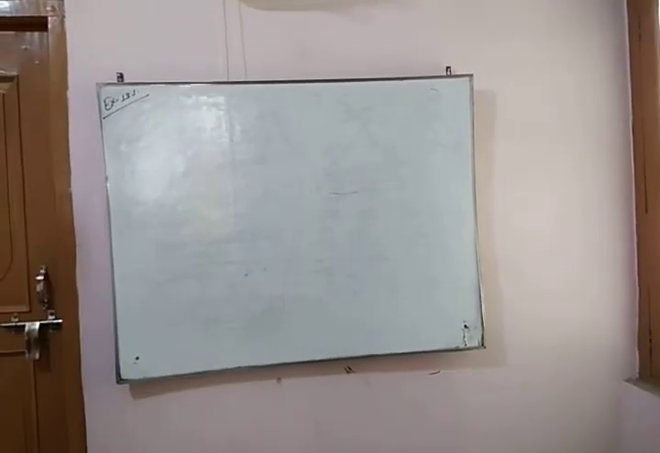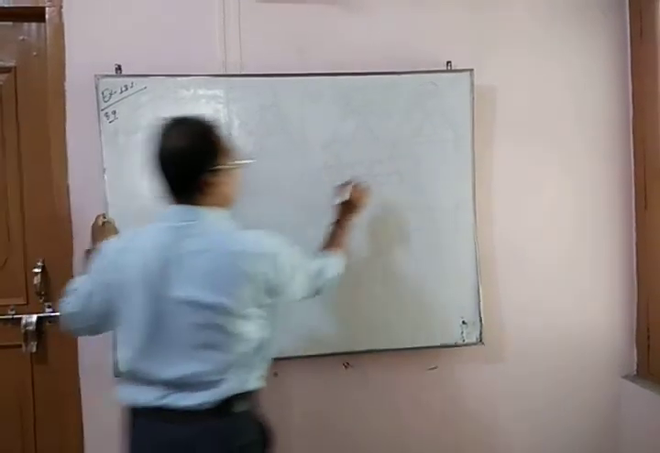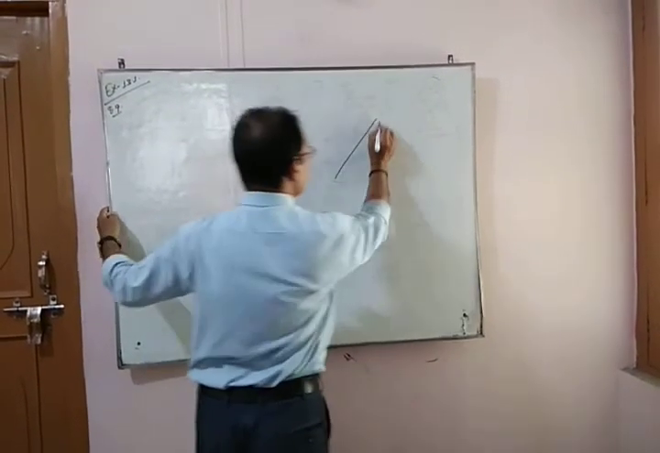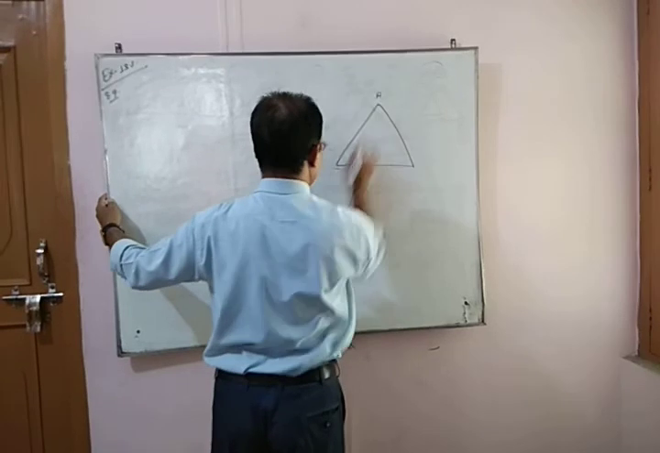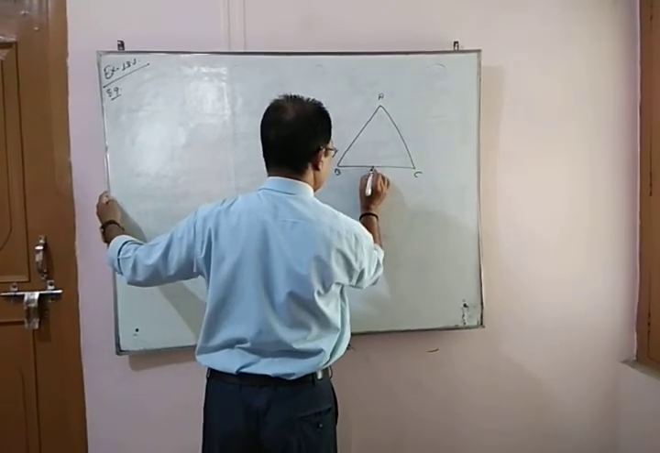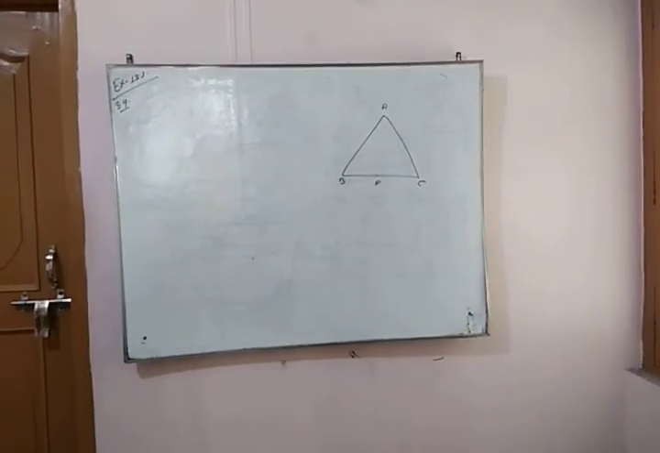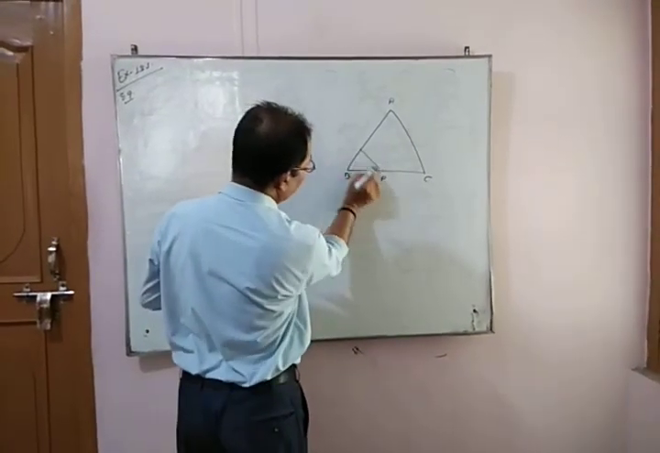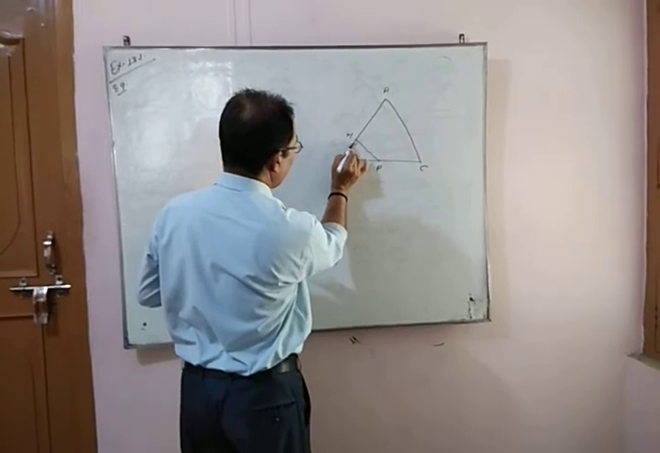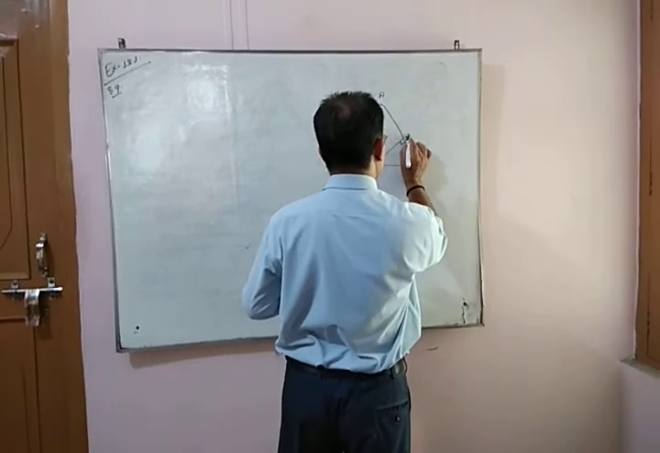Another question you see in the diagram, that is your question number 9. ABC is a triangle. P is a point on BC. PM is perpendicular on AB and PN is perpendicular on AC.